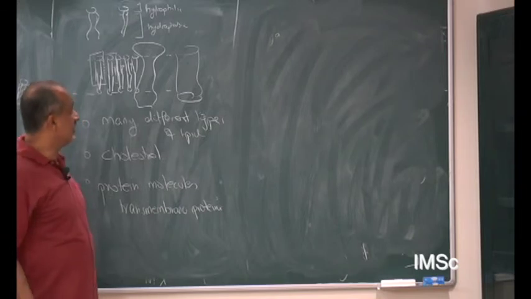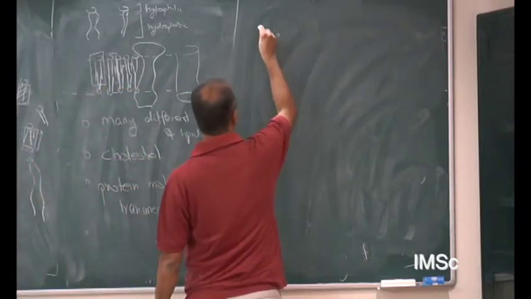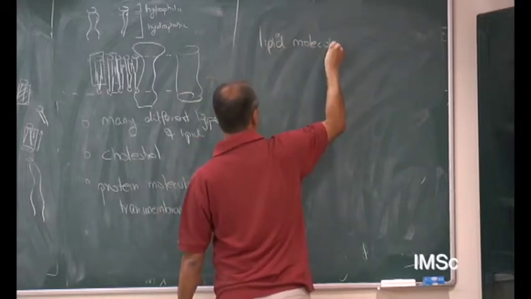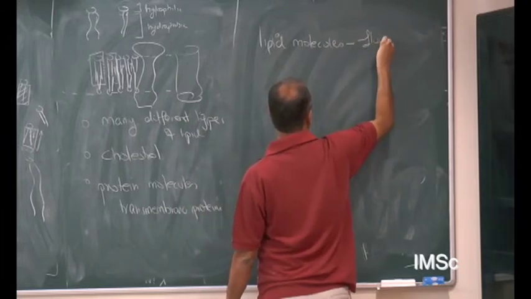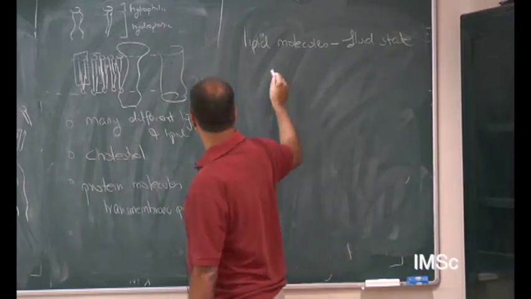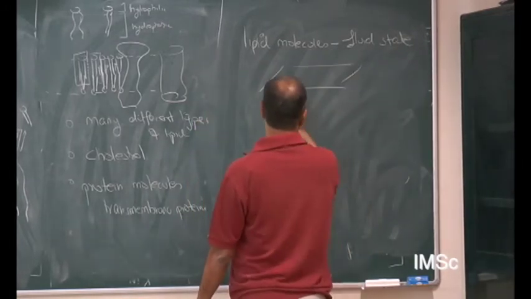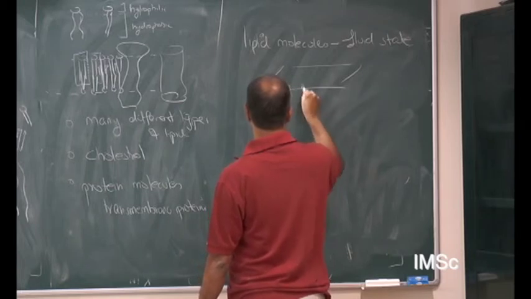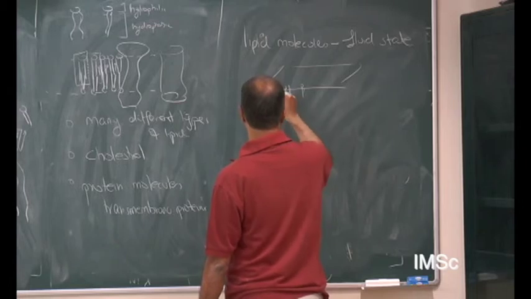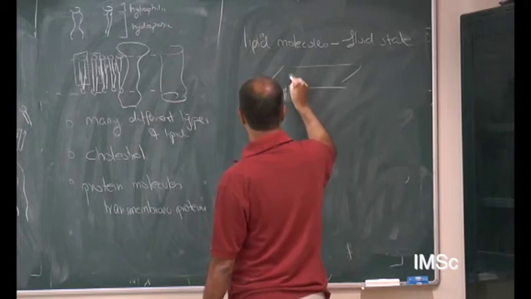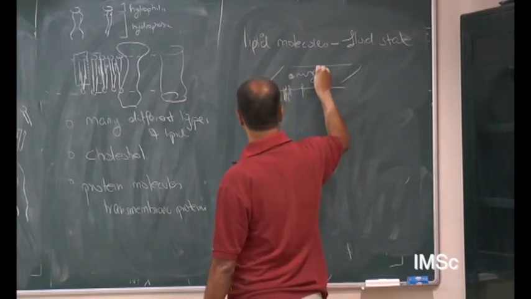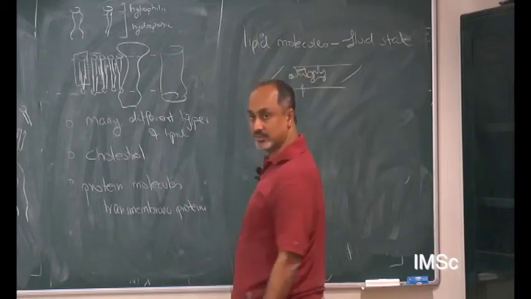The other thing to notice is that the lipid molecules on the membrane are in a fluid state under physiological conditions, which means that if I look at a patch of the membrane, and over here are lipid molecules in the bilayer here. If I look at where a particular lipid molecule is at a given instant of time, if I look at it again, it can have diffused quite far away from where it was originally.